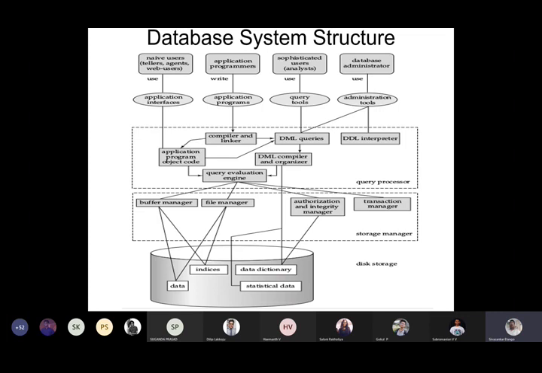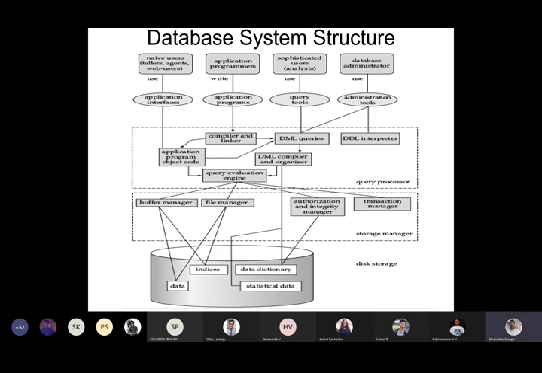You have this authorization and integrity manager, right? And you have this transaction manager. So transaction manager takes care of this atomicity problem, right? Authorization and integrity manager checks for the authority of the user to access the data, and integrity checks for the integrity constraints, right? So you have a file manager, buffer manager, right? DDL interpreter is used to interpret data definition language statements and convert them into data dictionary, right? You also have a DML compiler and a query evaluation engine.